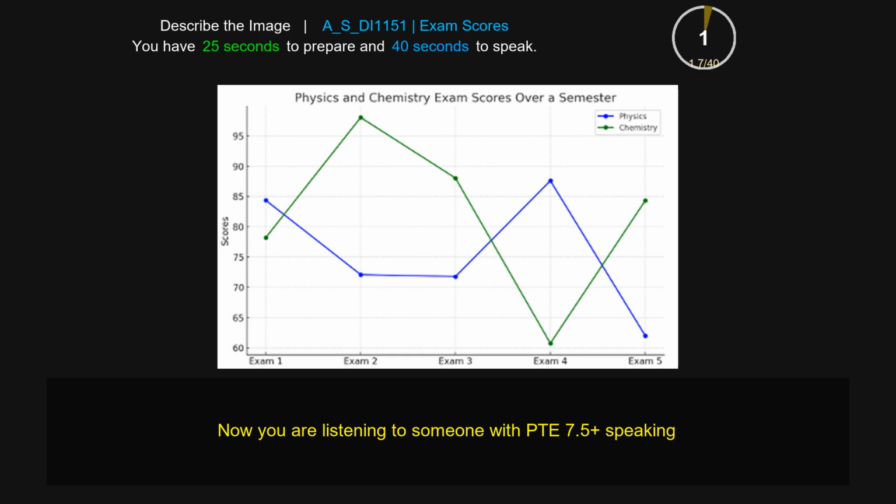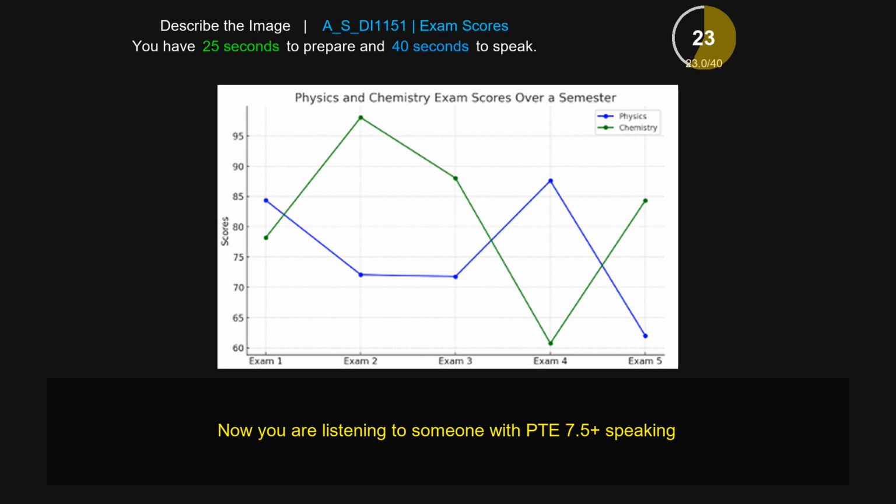The given image shows a line graph which is related to the exams and scores. There are two axes. In the x-axis, exams are given. In the y-axis, scores are given from 60 to 95. And the subjects are physics and chemistry exam scores over a semester. The blue line shows the physics exams and green line shows the chemistry exams.